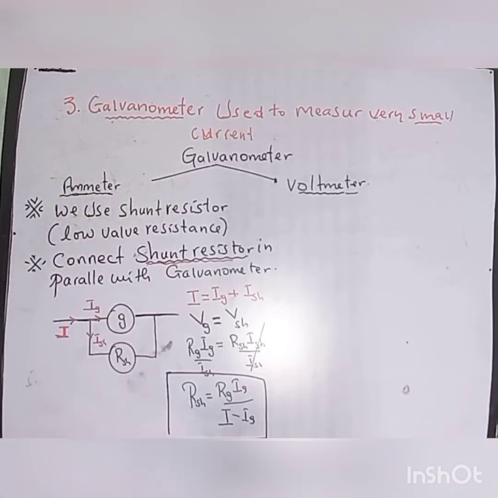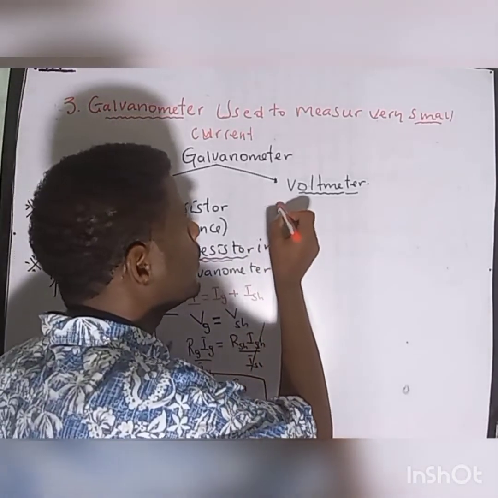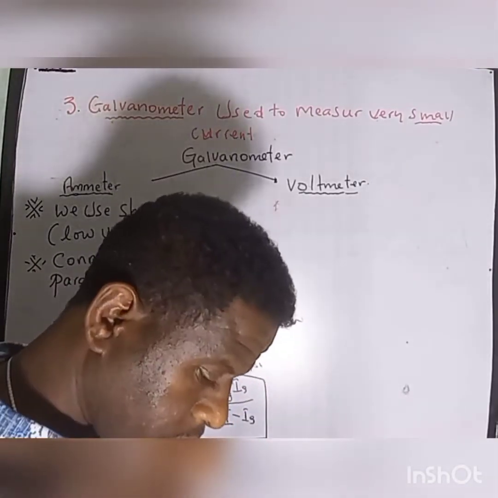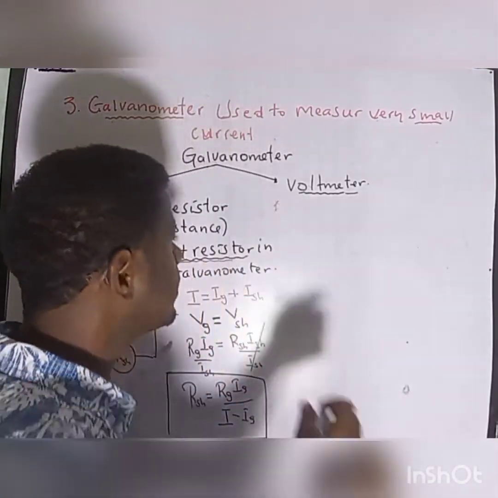We have this equation. And the second one, galvanometer as a voltmeter. To use a galvanometer as a voltmeter, we use a multiplier resistor.